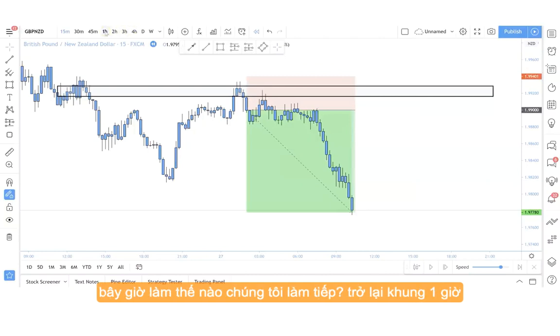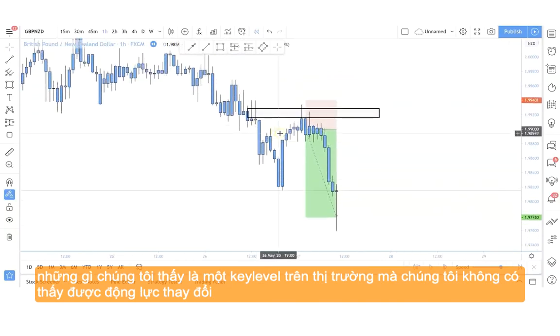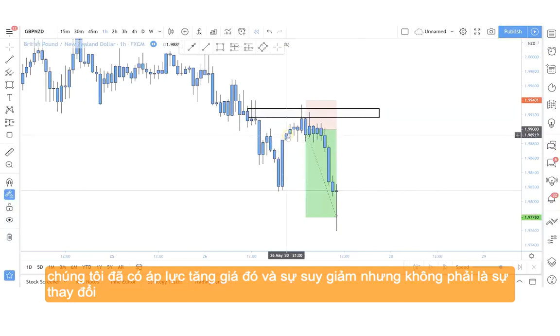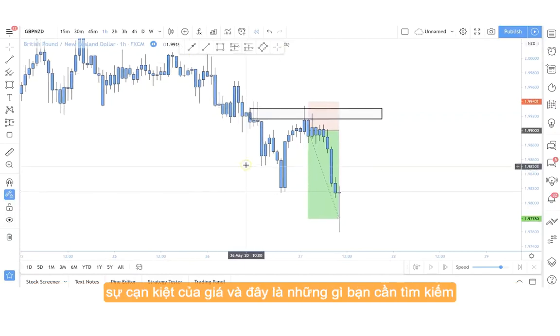Now how did we work this one out? Well, back to the hourly. What we saw is a key level in the market where we didn't get the momentum shift. We had that bullish pressure and the depletion, but not the shift. So we wait for the market to come back to another key level in a sell buy structure, and then we're looking for that depletion.